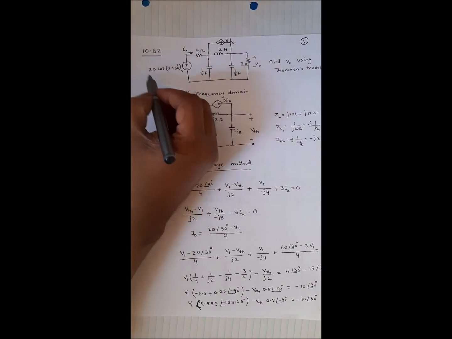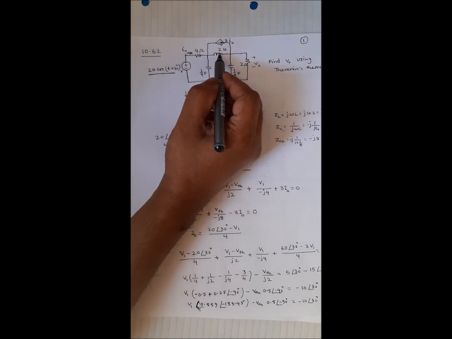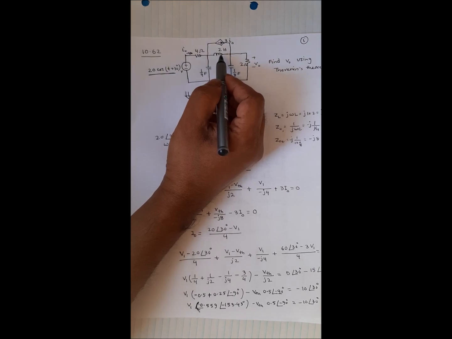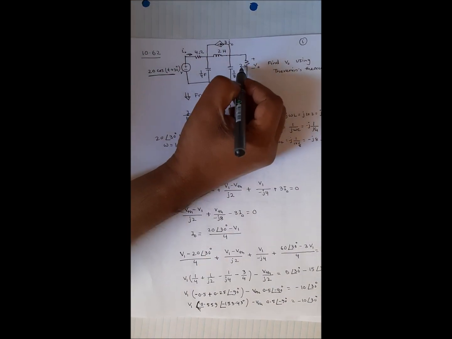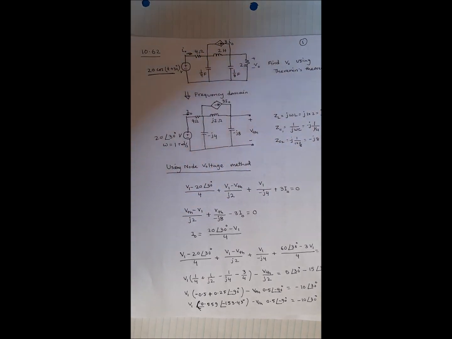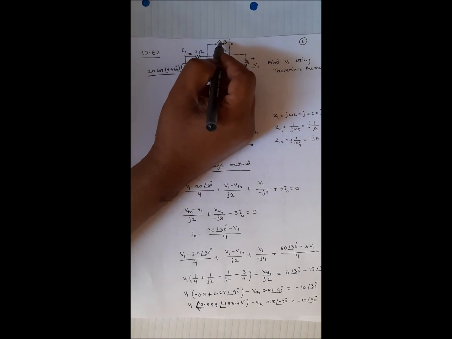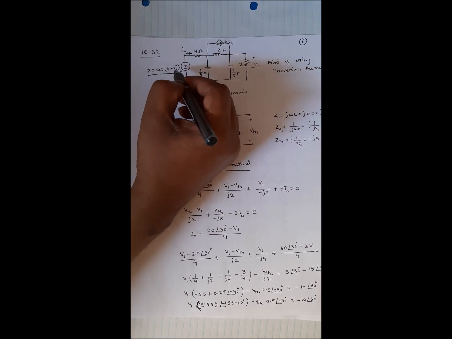So you see here we are given a voltage source, inductance, capacitance, and dependent current source, and we need to find the voltage across 2 ohms resistor using Thevenin theorem. So the purpose of this problem is to show you how to deal with dependent source.